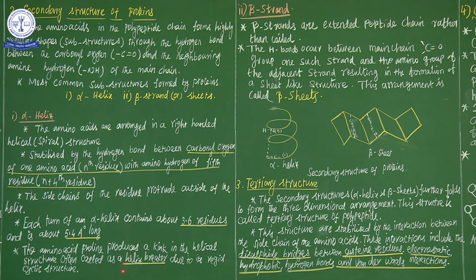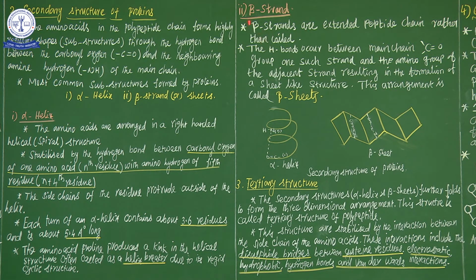So the alpha helix structure is broken in the proline molecule, the proline amino acid, due to its rigid cyclic structure. Because of the very strong cyclic structure, the alpha helix is not stable in proline. The helical structure will not be stable in proline.